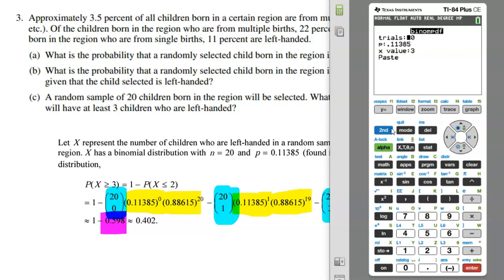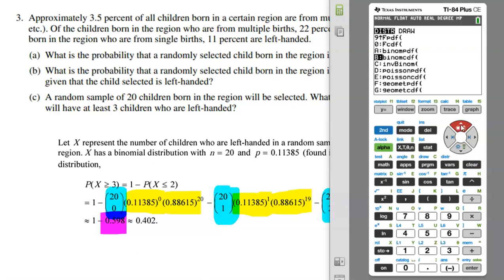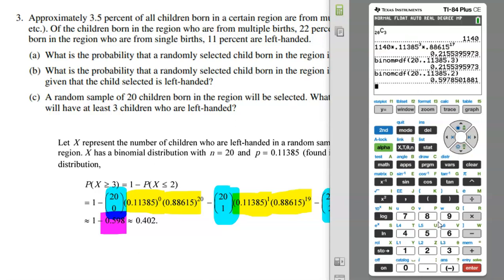Or another cool thing you could do is use binomial CDF. Now what binomial CDF does is it's really cool. It's just like binomial PDF. The only difference is it says CDF. 20 trials, 20 people. Probability of success, 0.11385. Now if I type in a 2 here, it's going to calculate the number I type in and anything less. So this is going to actually combine 2, 1, and 0. It doesn't go up, it goes down. So if I type in 2, it's going to spit back not only 2, but 2, 1, and 0. So this is going to get me that 0.598 number.